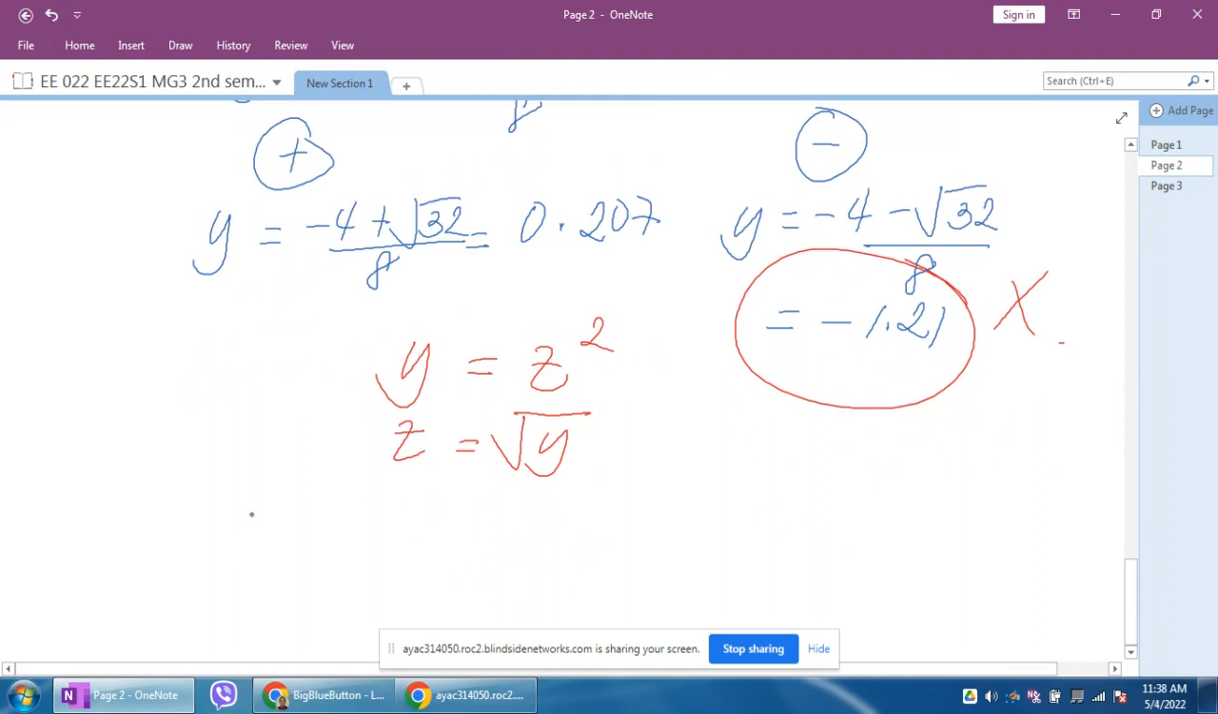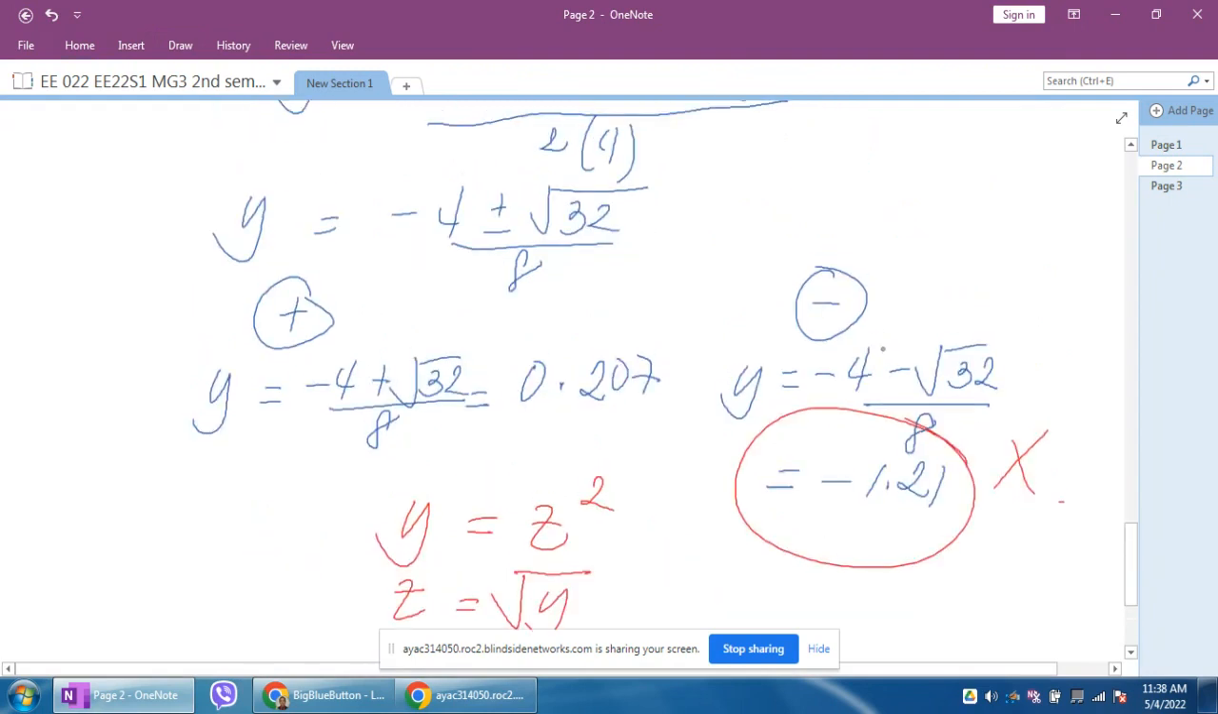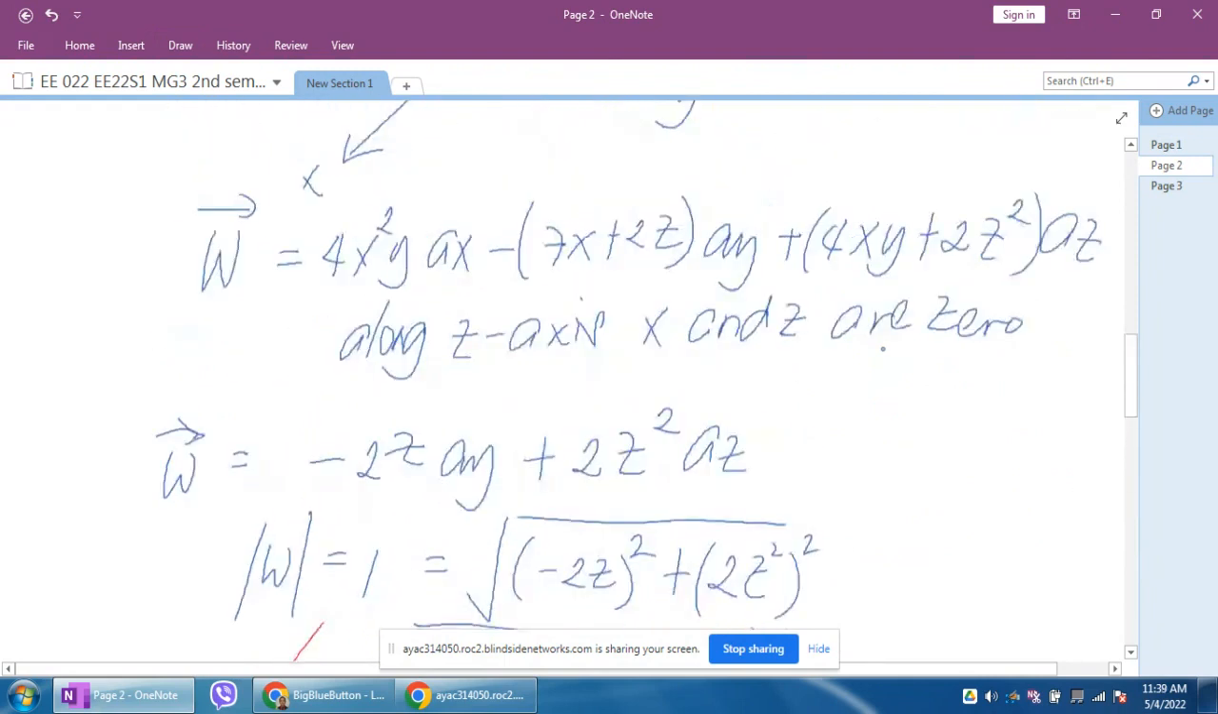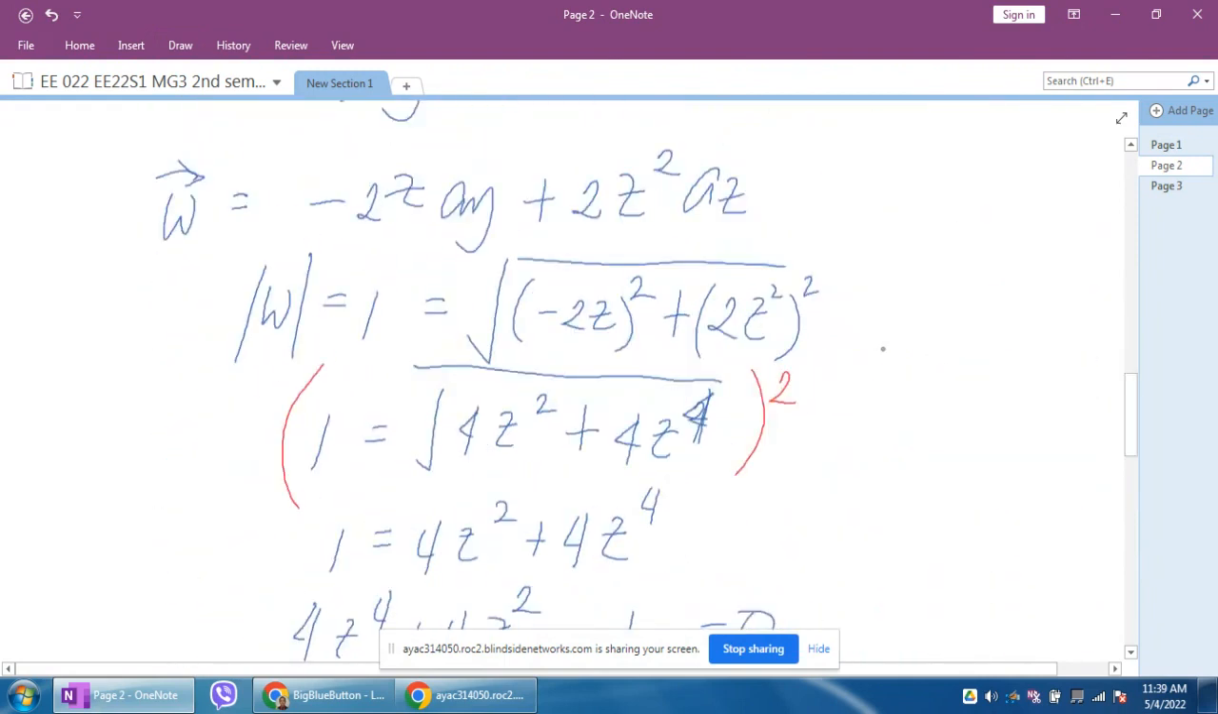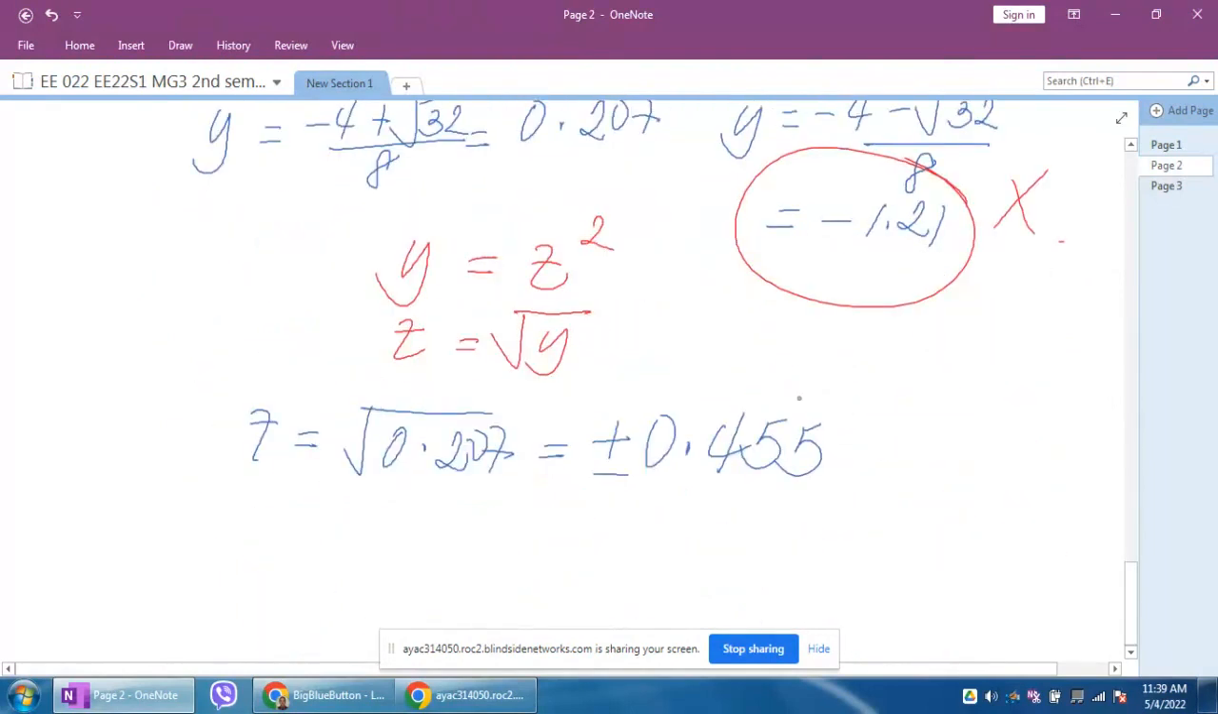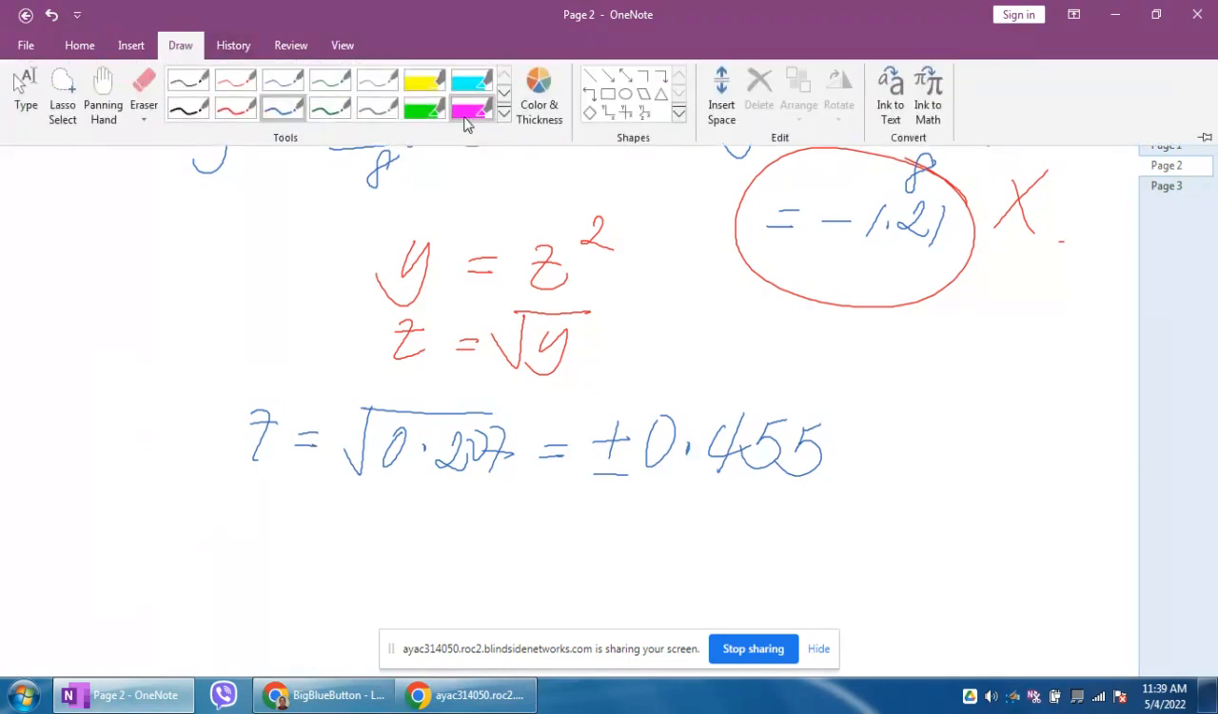So, using the positive value, z is equal to the square root of 0.207. This will give us a value plus minus 0.455. So, ibig sabihin po, dapat ang value ng z is plus or minus 0.455 para maging 1 yung magnitude ng W. And that is the answer for letter C. Naintindihan po. So ito po kasi dalawang value po ito, no? Positive 0.455 at negative 0.455.